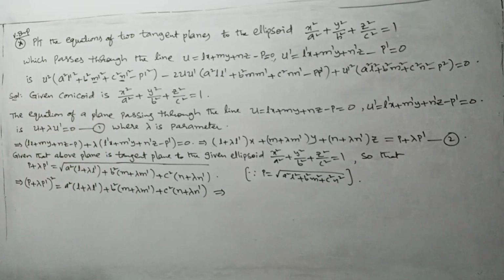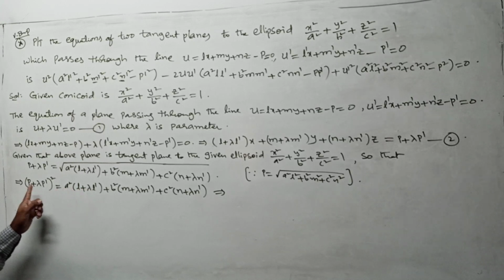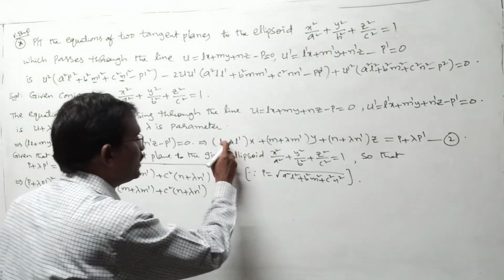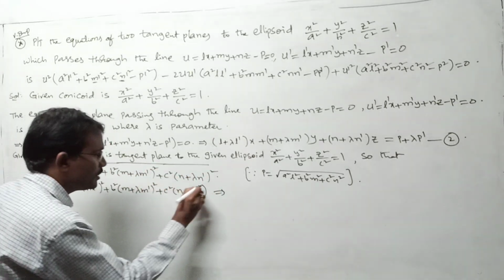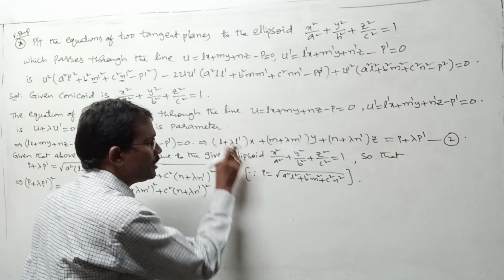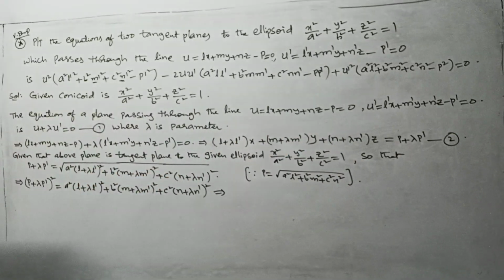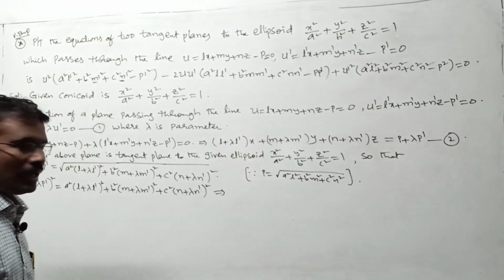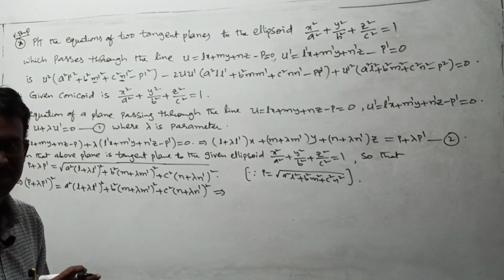I want to proceed with this one and write down the lambda square coefficient separately, lambda coefficient separately, and the part free from lambda separately. Here a square l square means this is square, this is square, this is square. Here also this is square. Because a square l square plus b square m square plus c square n square, I forgot that square. Right? In the next step, expand this one according to the a plus b whole square formula. And then write the lambda square coefficient separately, lambda coefficient separately, and free from lambda coefficient separately.